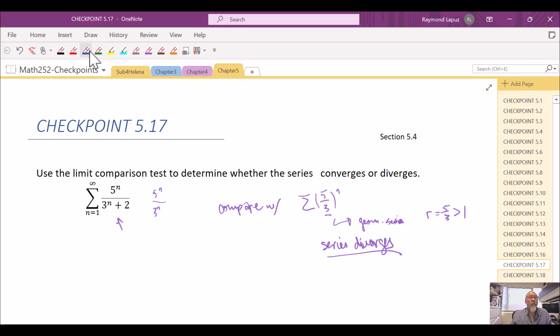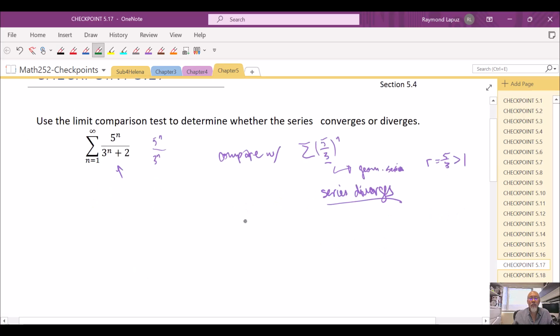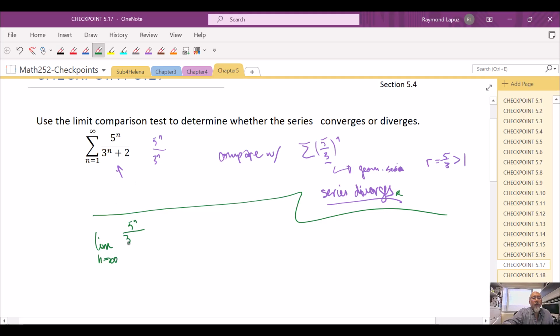And if we take the limit comparison test, if we take the limit as n goes off to infinity of the ratio of them, ratio meaning put them as a fraction, and if that comes out to be a non-zero finite number, then they'll be doing the same thing, which means the series is going to diverge. So let's take the limit as n goes off to infinity, and let's put this 5 to the n over 3 to the n plus 2 in the numerator. And let's put this other series 5 over 3 to the nth power in the denominator.